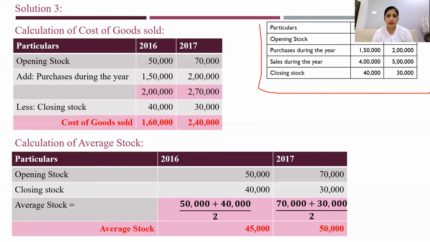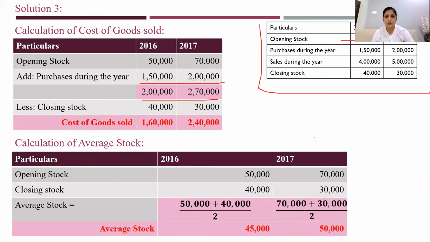Opening stock 50,000, 70,000. So from here I have taken it. Then purchases during the year 1,50,000 and 2,00,000, same thing. When you add the purchases, you get 50,000 plus 1,50,000 and 70,000 plus 2,00,000, and you get this total.